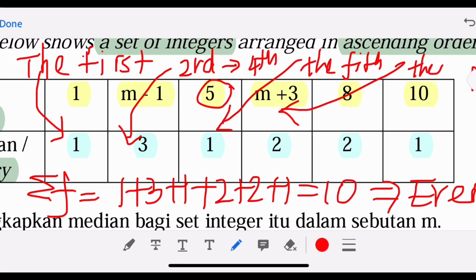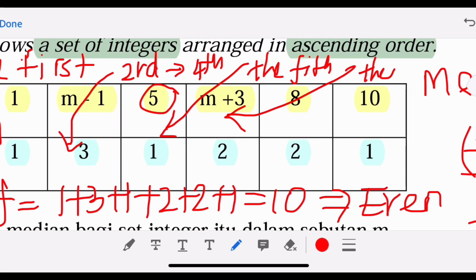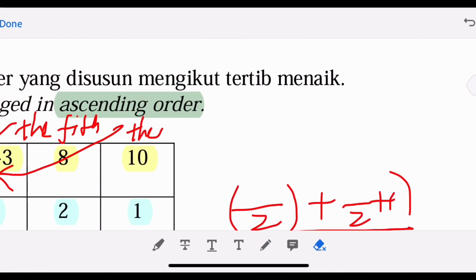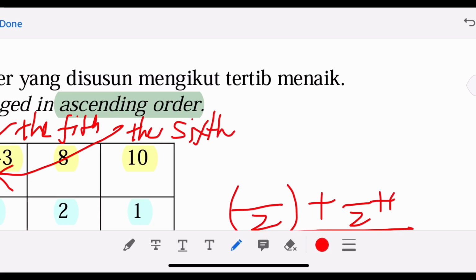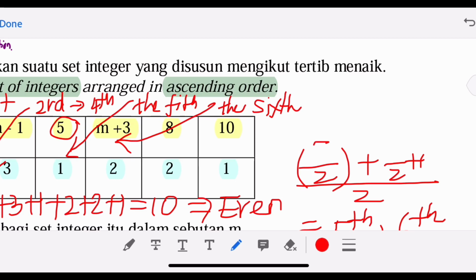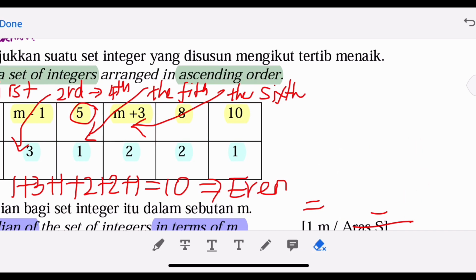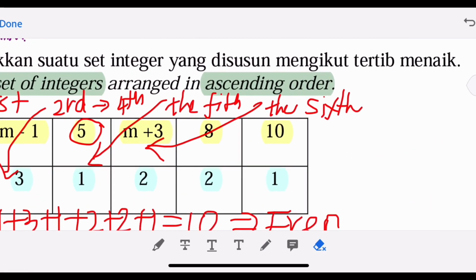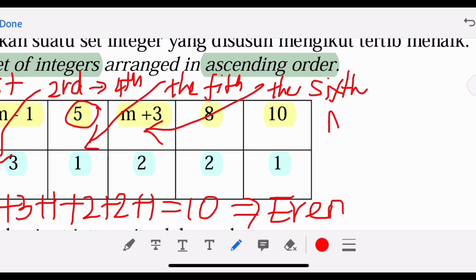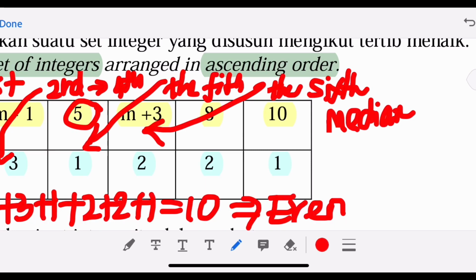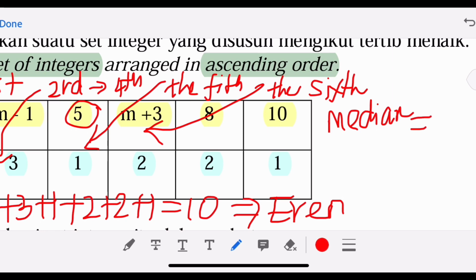That is the term that we want. We want the fifth and the sixth, right? The 7 and the 8 you can read, but I only want the fifth and the sixth. So that means the median is the fifth and the sixth. I have to take these two, and then I just find the average for these two. That will be my median. Because the question is asking the median in terms of m, you take the fifth one, which is 5, and the sixth one, which is m plus 3, and you add and divide by 2. I hope you understand.